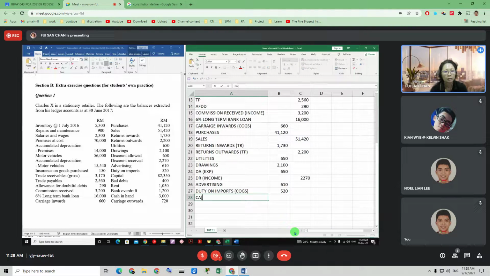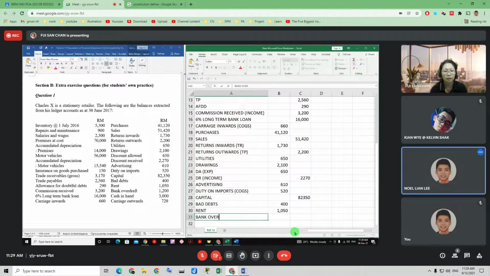Capital: debit or credit? Credit. This one you have to know. This one must be credit. How about bad debts? Debit. How about rent? Debit. Rent is debit, unless you say rent received. This one is an expense, debit. How about bank overdraft?